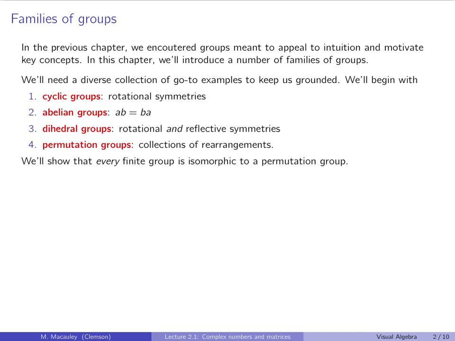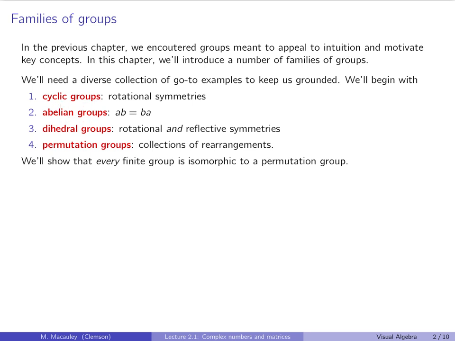We'll begin with 4 standard families of groups that you'll learn about in any introductory course or textbook. First, cyclic groups. You can think of these as groups of rotational symmetries. So things like the symmetry group of pinwheels. Next, abelian groups. This is any group where multiplication commutes. So AB is always equal to BA. This is a larger class than the cyclic groups.